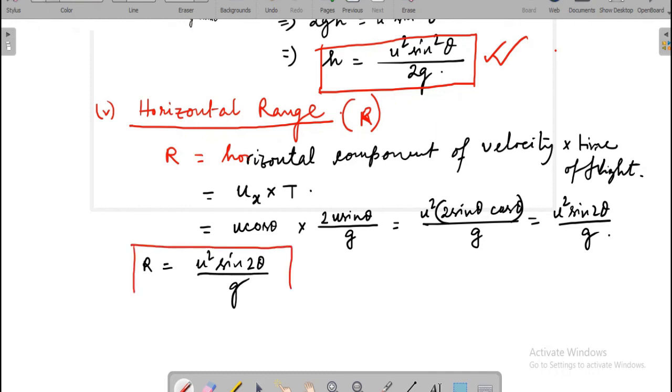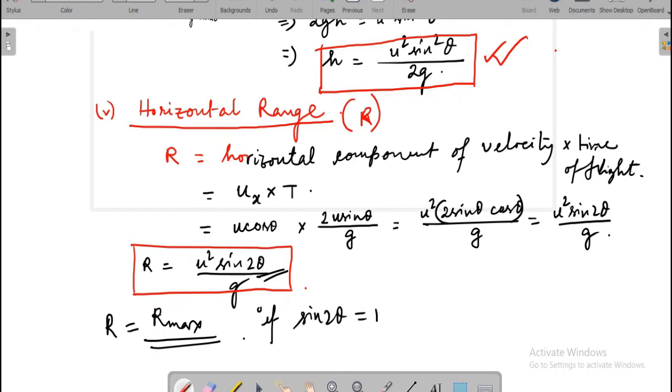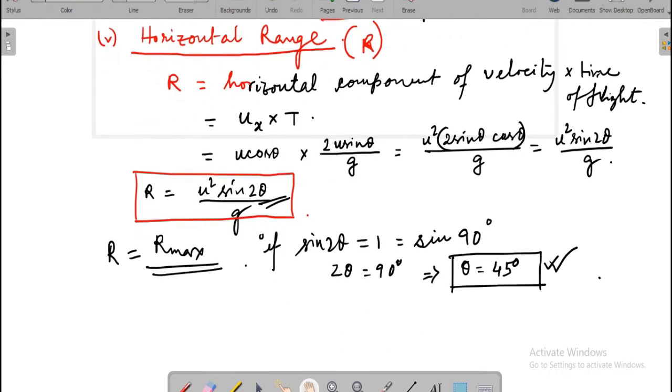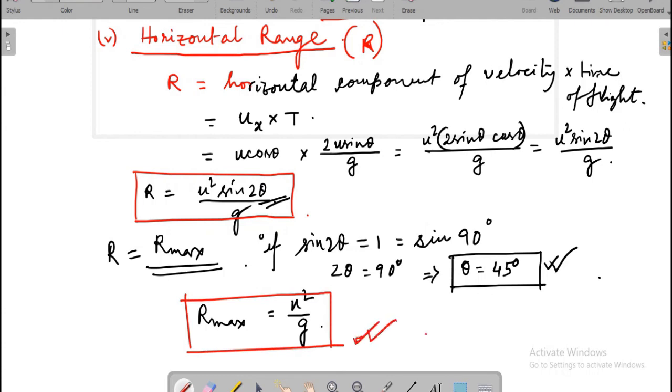This is horizontal range. The value of R will be maximum if sin 2 theta is 1. Therefore, R is equal to R max if sin 2 theta is equal to 1. And we know sin 90 degree is equal to 1. So this is equal to sin 90 degree. Therefore, 2 theta is equal to 90 degree, or we can write theta is equal to 45 degree. This is the condition for maximum horizontal range of a projectile. Therefore, maximum horizontal range becomes R max is equal to u square by g, as the sin 2 theta term is 1. This is maximum horizontal range. So R will be maximum if it is projected at an angle of 45 degree with the horizontal.